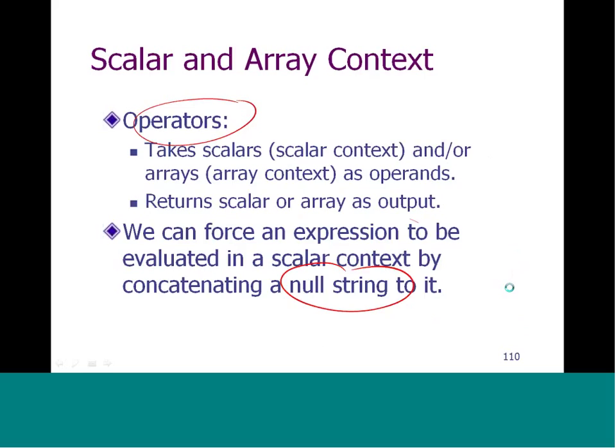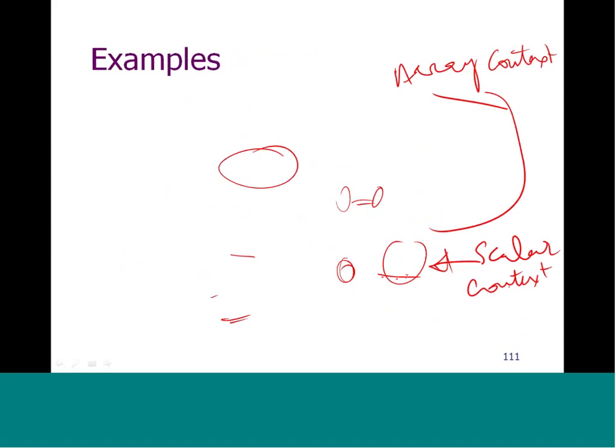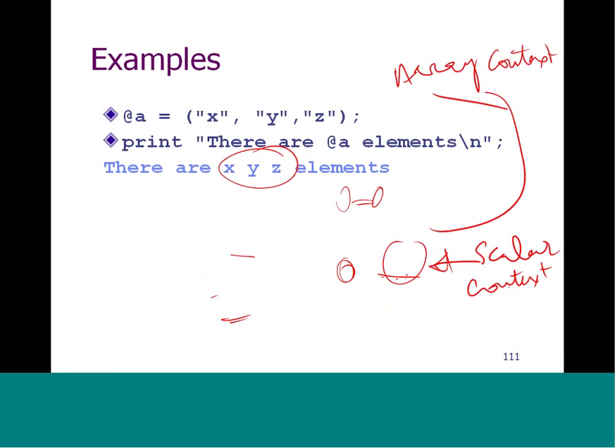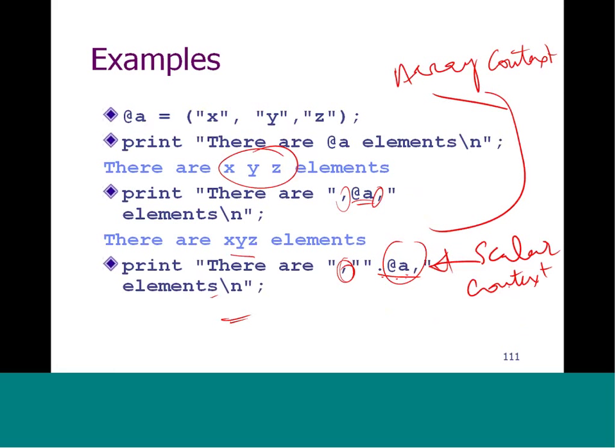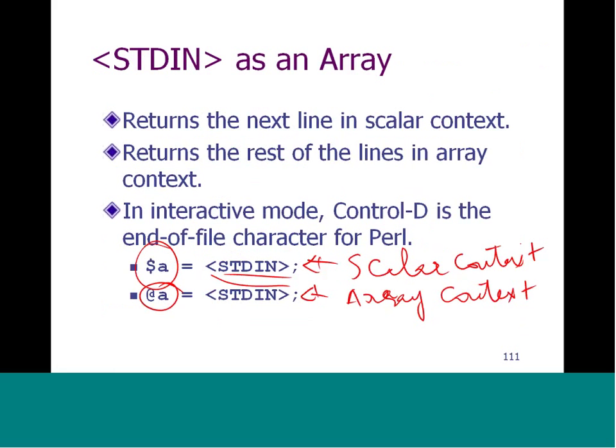Then we formalized the concept of the scalar and the array context. The first one was how to represent the array itself in a scalar and an array context. In an array context we just let it be, and we get the answer as just XYZ, if those are the array's elements, whereas if we concatenate the array with a null character, then we get the scalar context, which is the number of elements inside that array. So we get the actual number itself.